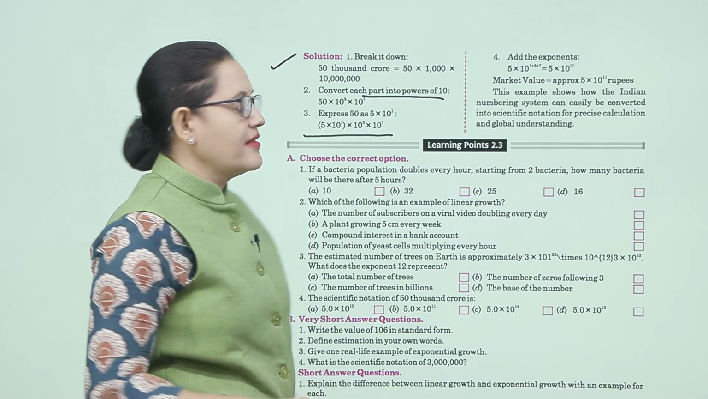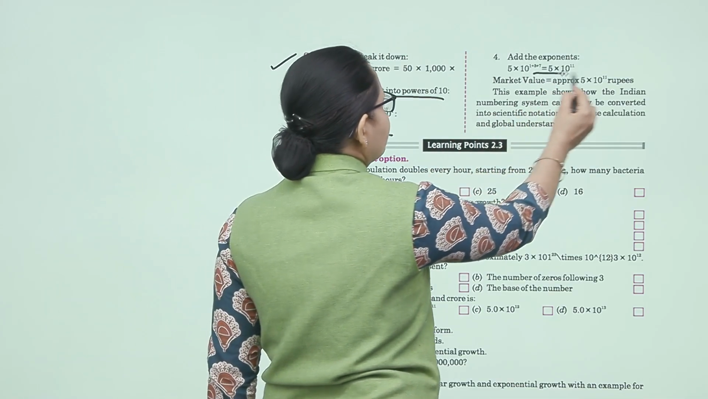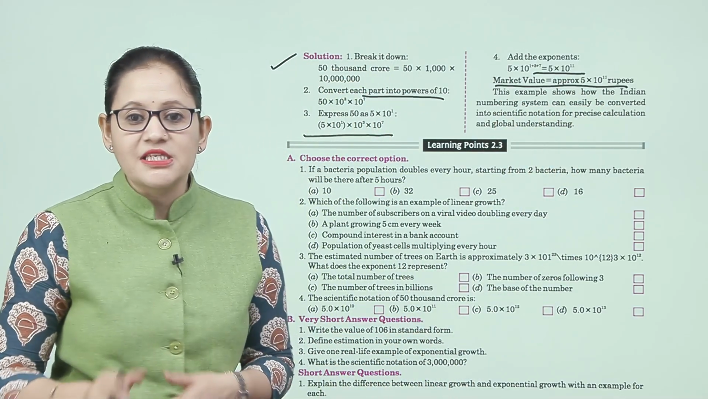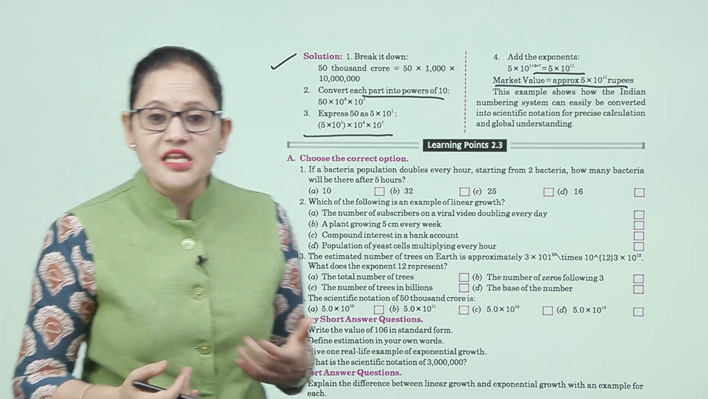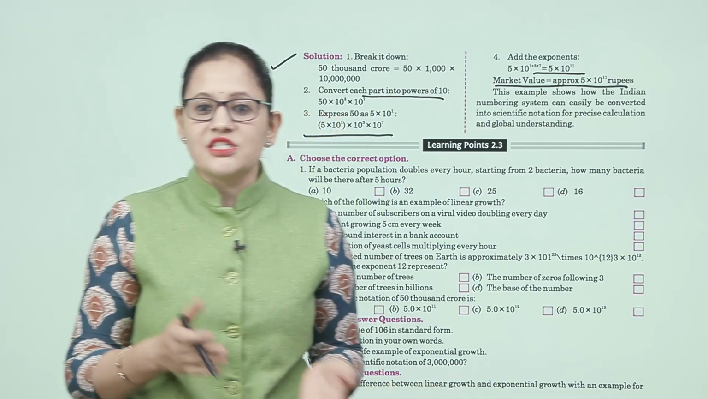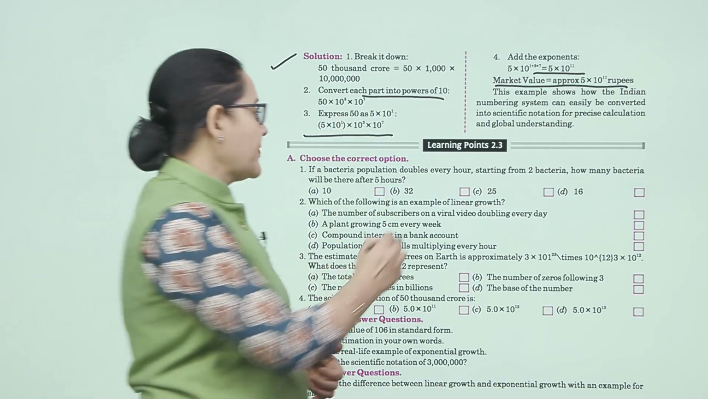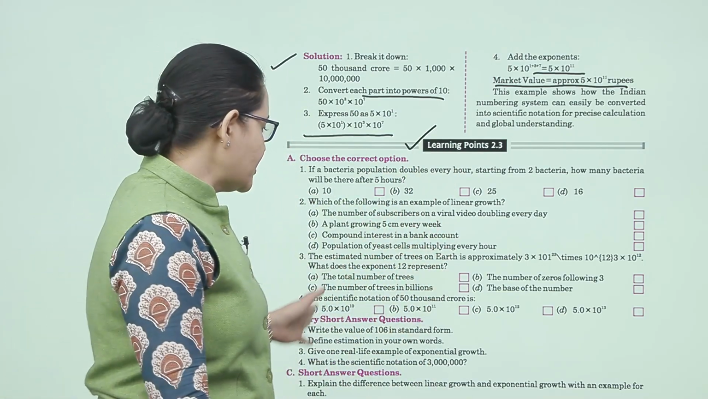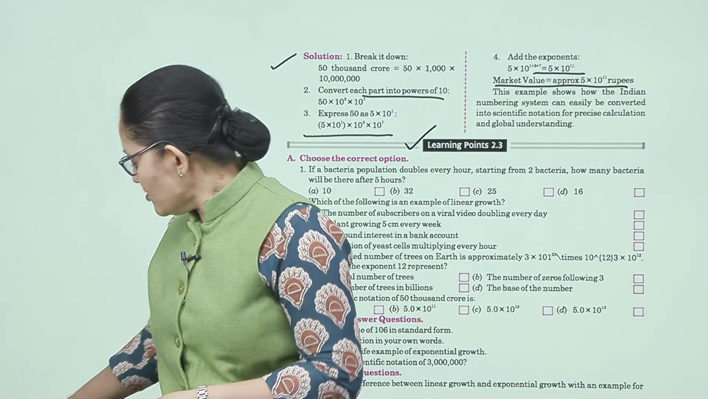Clear? This is how we are going to write it, with the exponent 5 into 10 to the power 11. So, market value is approximately 5 into 10 to the power 11 rupees. This example shows how the Indian numbering system can easily be converted into scientific notation for precise calculation and global understanding. Next is learning point 2.3. All these questions are based on the concepts we have done in the chapter. So, you have to practice all the questions.